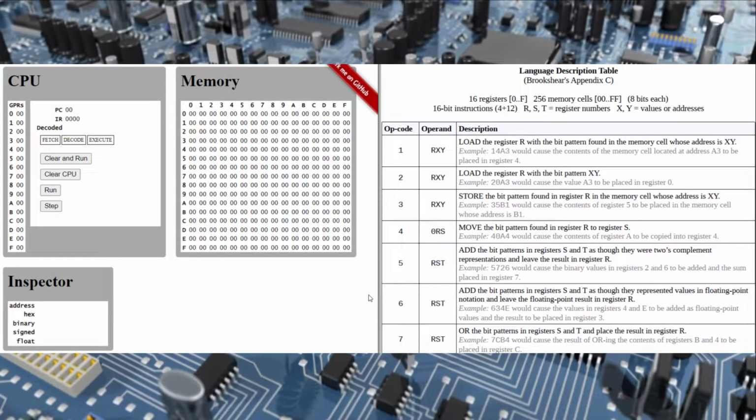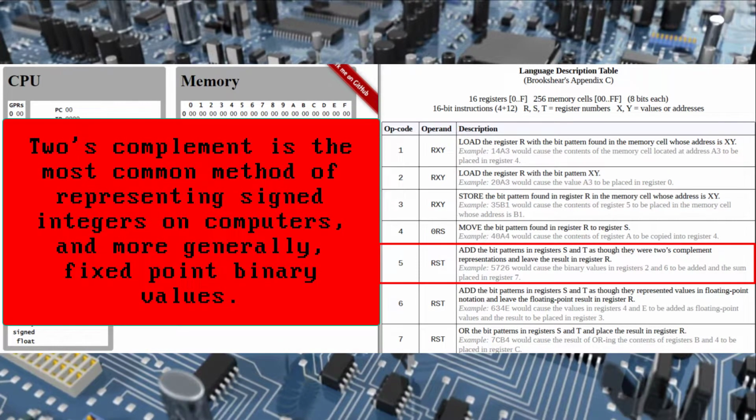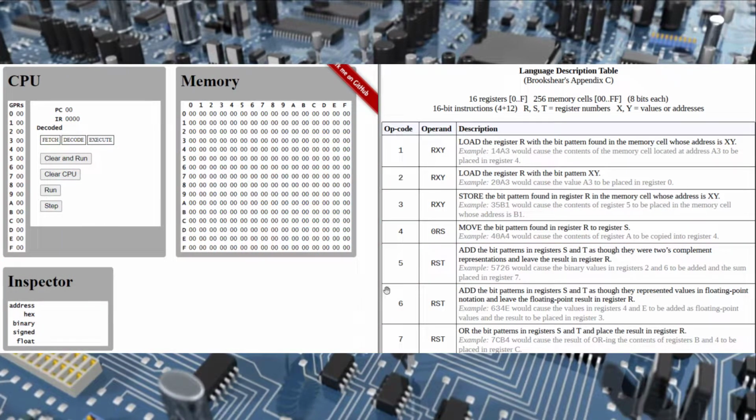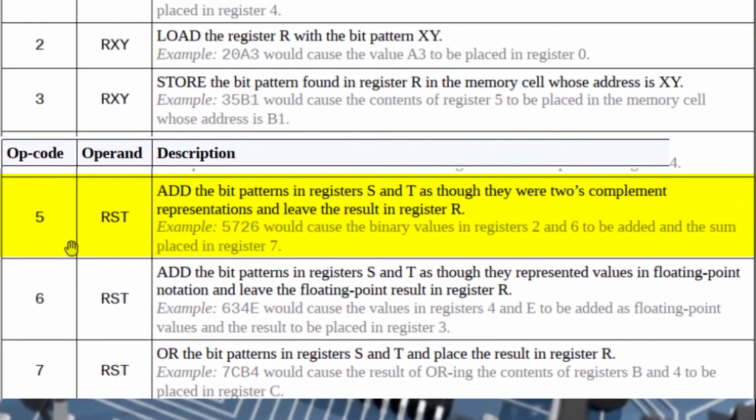For the purpose of this video, we are going to be skipping opcode 4 and moving bit patterns from register to register. We're going to hop ahead to opcode 5, which is addition of two registers as if they were 2's complement representation. And then we'll leave the result of that addition in a different register. Let's go ahead and take a look at the description table.